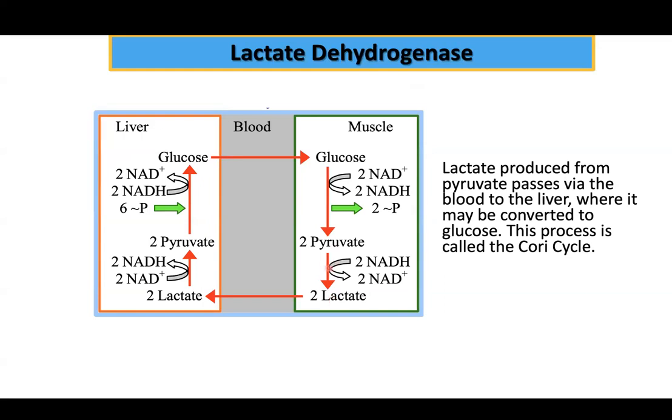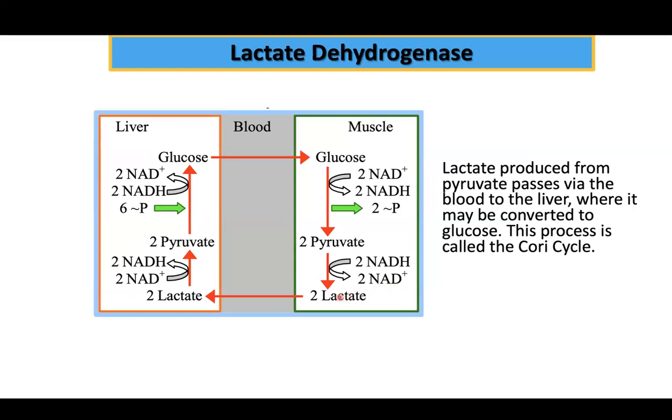The enzyme involved in this process is lactate dehydrogenase, and it is an oxidoreductase enzyme that will use pyruvate, which is an oxidized form, and produce lactate, which is the reduced form. In order to do this, it needs a coenzyme. So it uses NADH, which is the reduced form, which will produce NAD+, the oxidized form, in addition to producing lactate, which again is the reduced form.